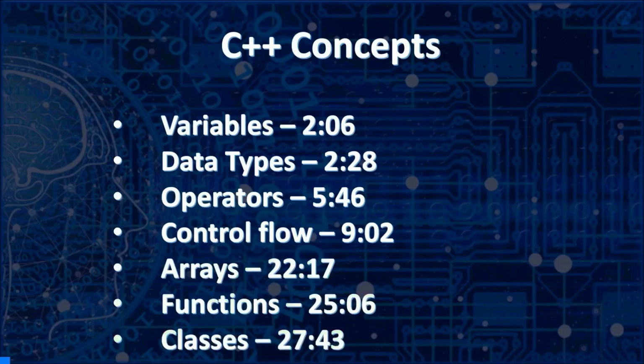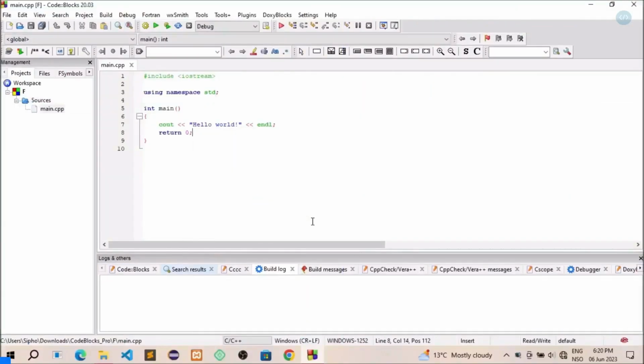Let's get started. The first line is the #include statement. It is used to include the contents of another file into the current file. The third line is the using namespace std, which is used to bring all the identifiers from the std namespace into the global namespace.